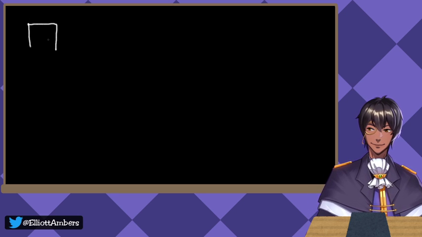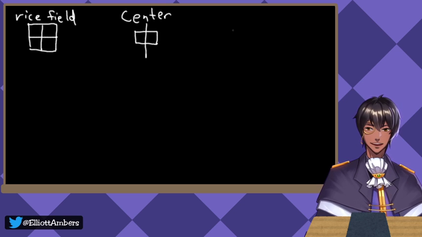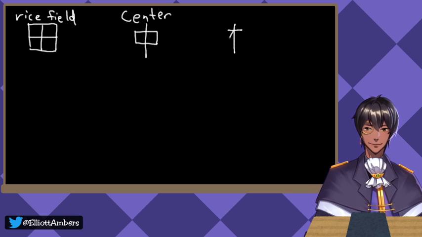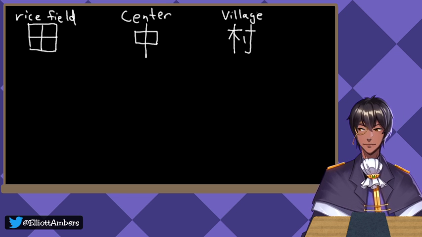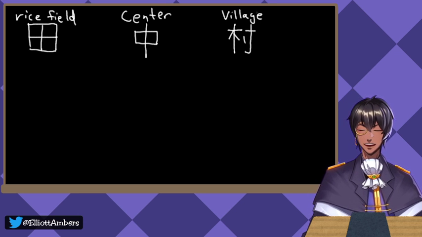If we take a look at the following kanji here, this is rice field. This is going to be center. And this is going to be village. The reason I'm working with these is because they're very simple in both their reading and their drawing. They're not hard to write out. They use very simple strokes.